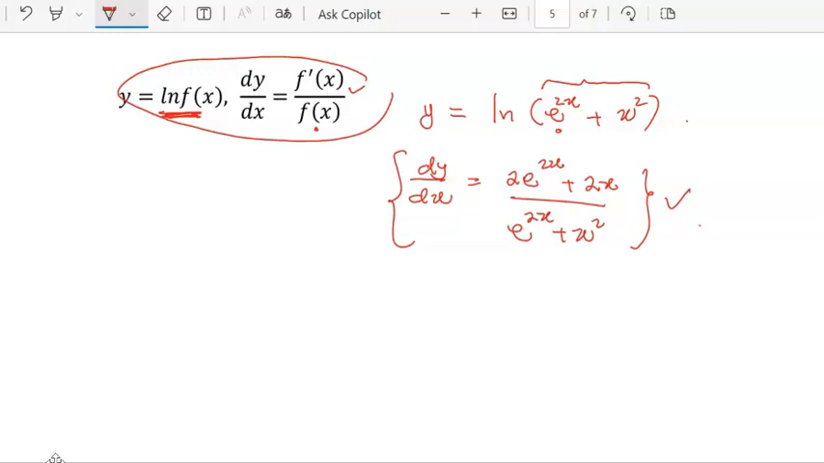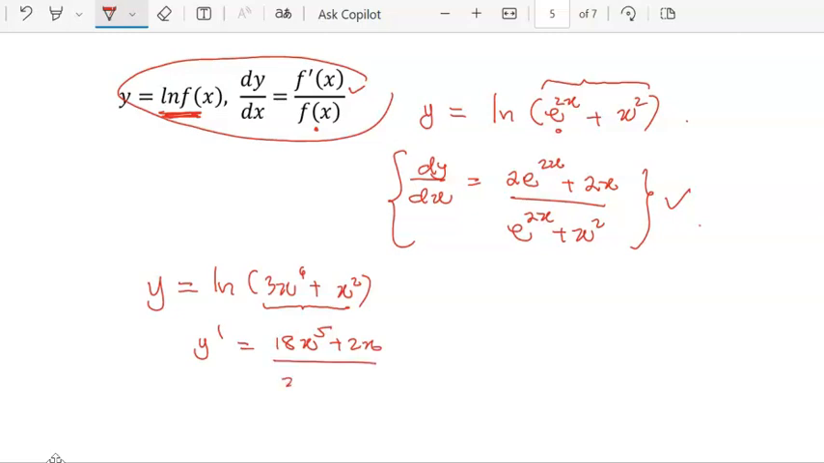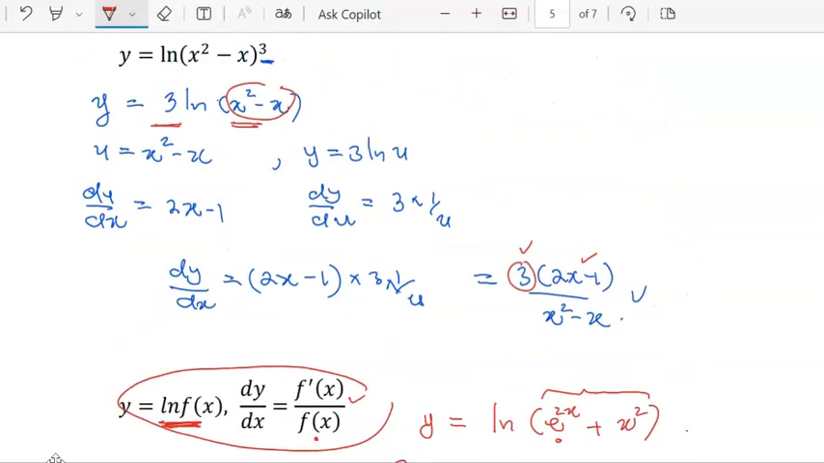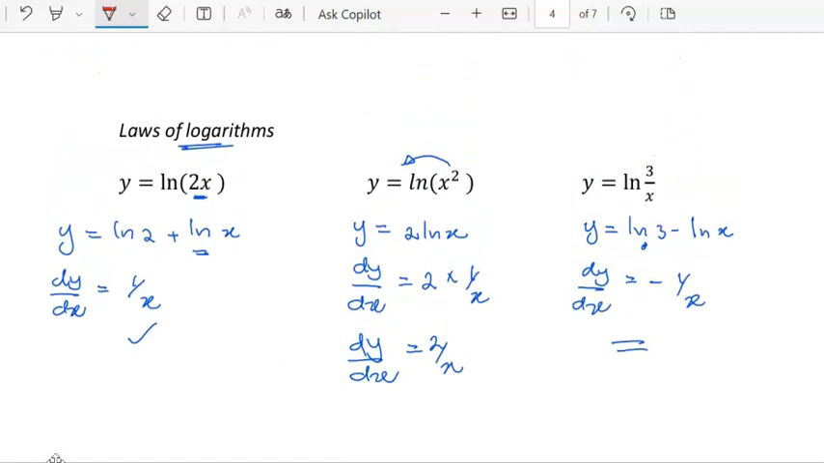We can have more and say if y is maybe natural log of, say, 3x to the power of 6 plus, say, x squared, what's your derivative here? So your derivative is the derivative of the inside, which is 18x to the power of 5 plus 2x, over the function itself, which is 3x to the power of 6 plus x squared. Now this formula will always work, even if you don't remember the rules of logarithm.